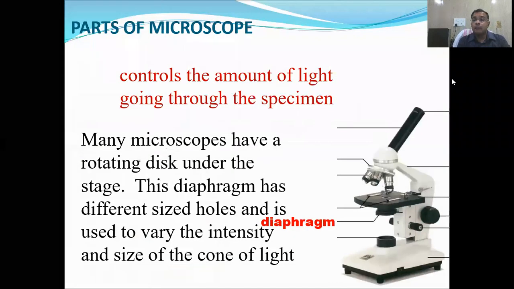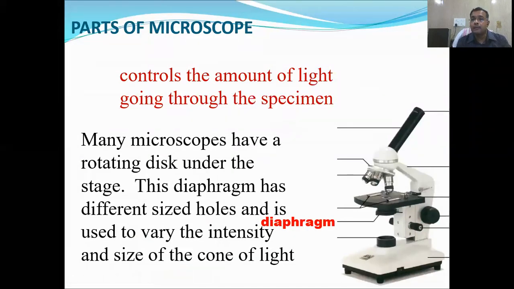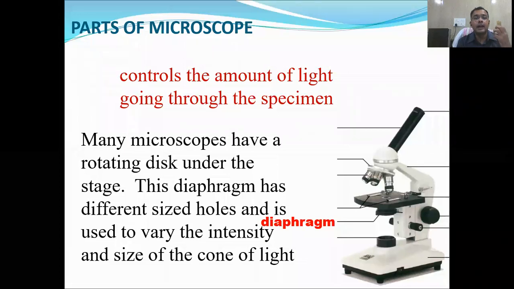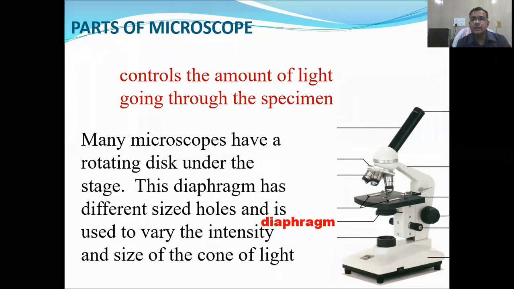The next and important one is the diaphragm. You can correlate it with the pupil of our eye, which is present with the iris. Whatever mechanism is present in our eye, a similar mechanism happens below the stage. The diaphragm is adjusted so that you can minimize or adjust the intensity of light. It depends on the type of objective lens you are using.